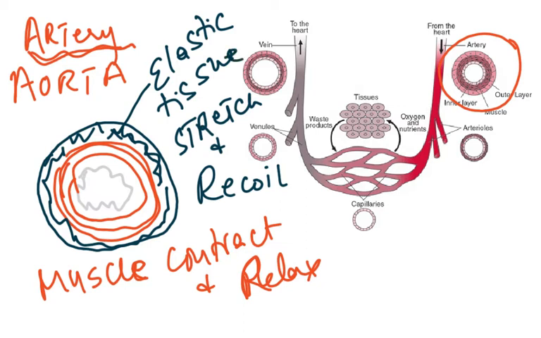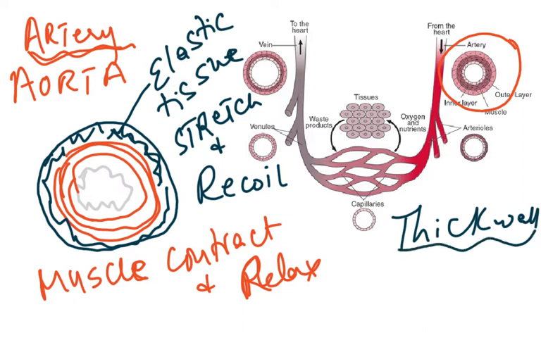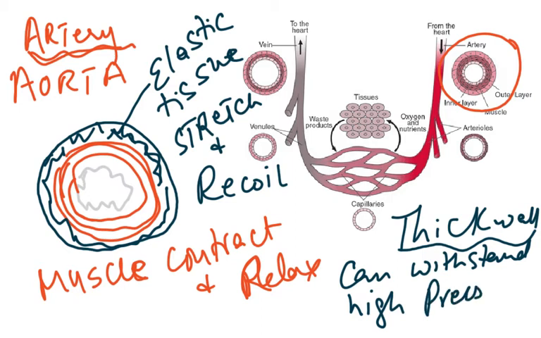Now, what we have in the artery wall, number one, it's got a very thick wall. So the artery wall is very thick. That of course is because it can withstand high pressure. Now you have to understand why arteries carry blood at high pressure. Because basically all arteries arise from the aorta. And the aorta arises from the left ventricle.